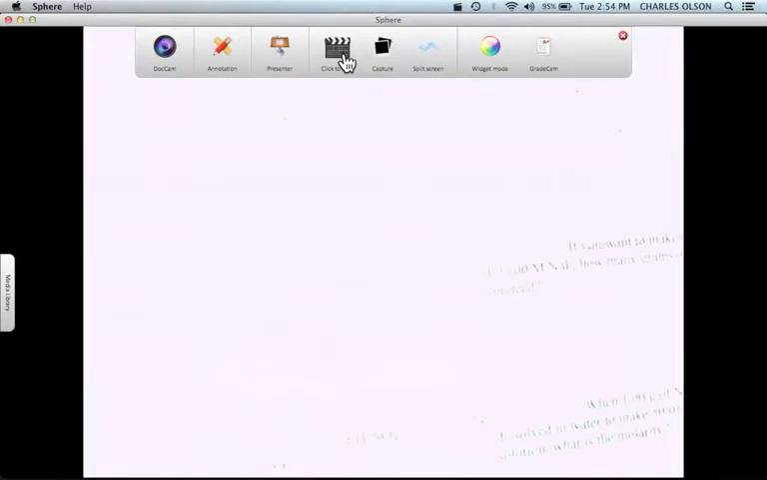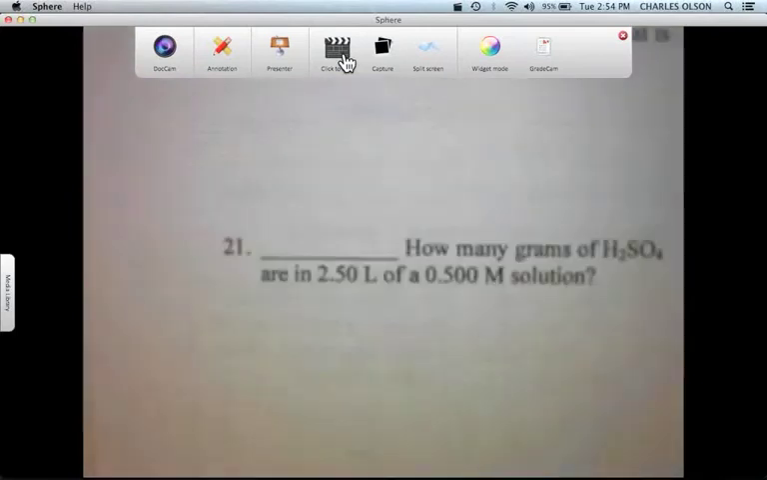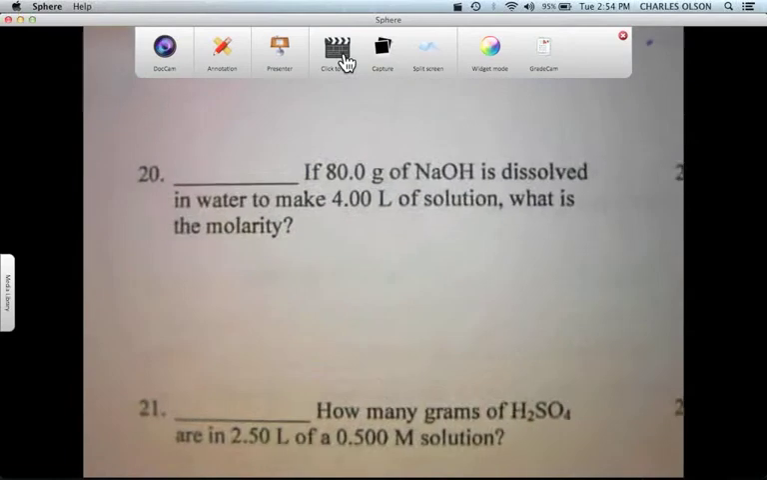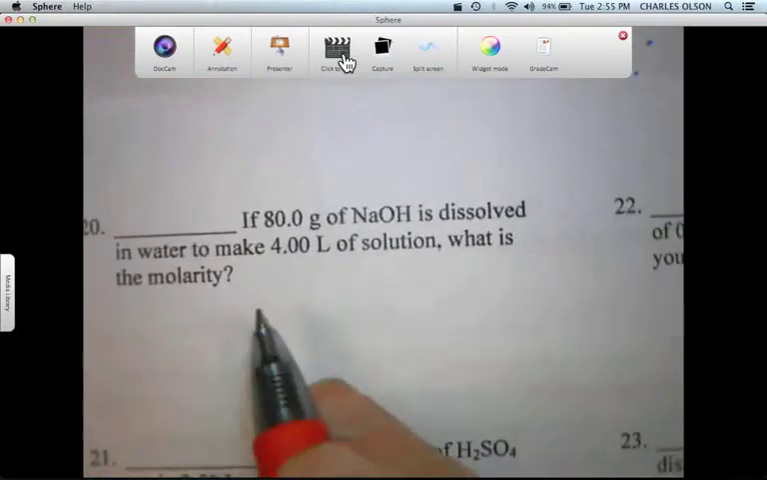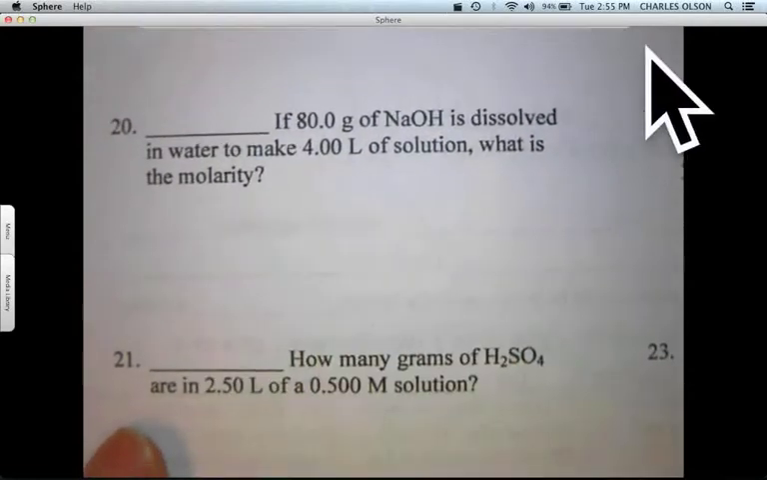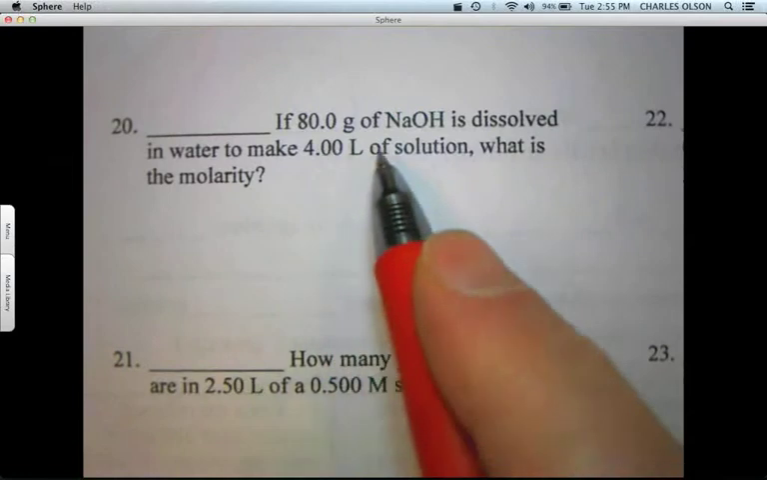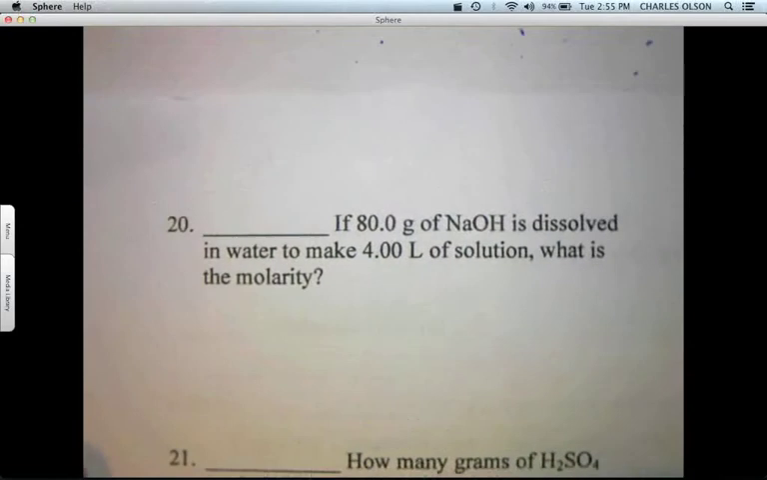Let's see if we can solve some problems involving concentration. Here we have question 20 on our solution concentration worksheet. Question 20 asks, if 80 grams of NaOH is dissolved in water to make 4.00 liters of solution, what's the molarity? Well, let's start with what we know.